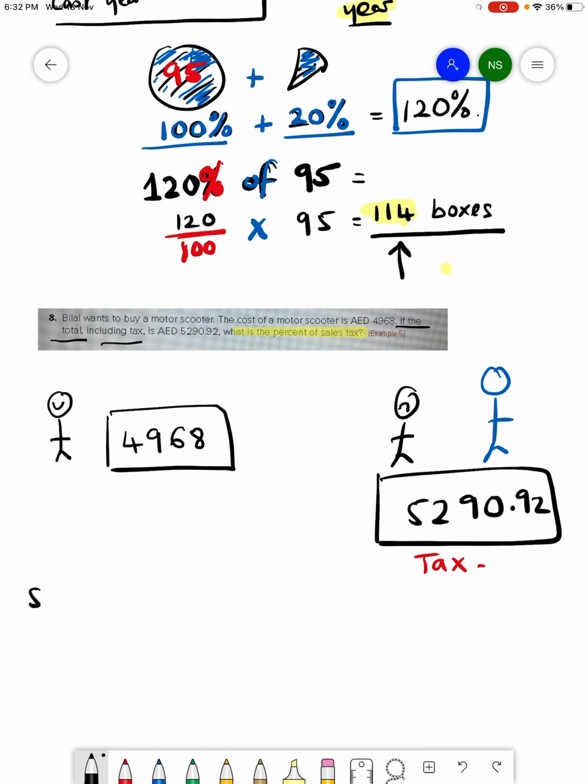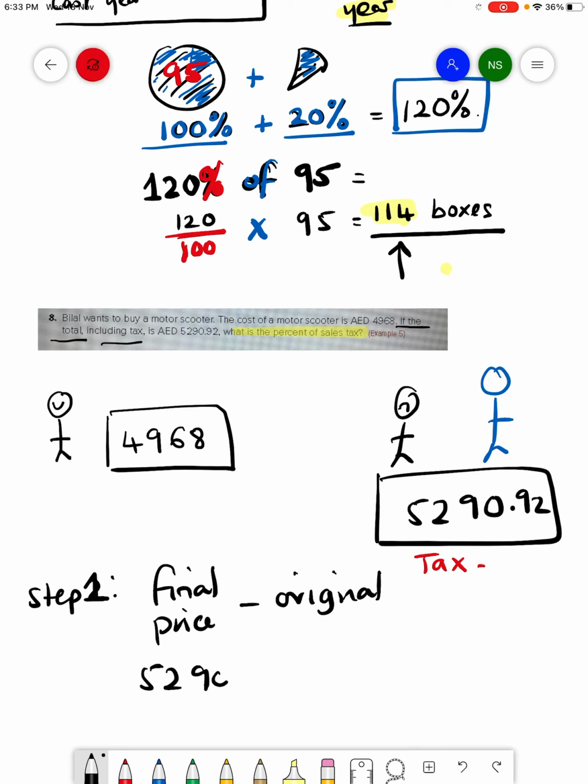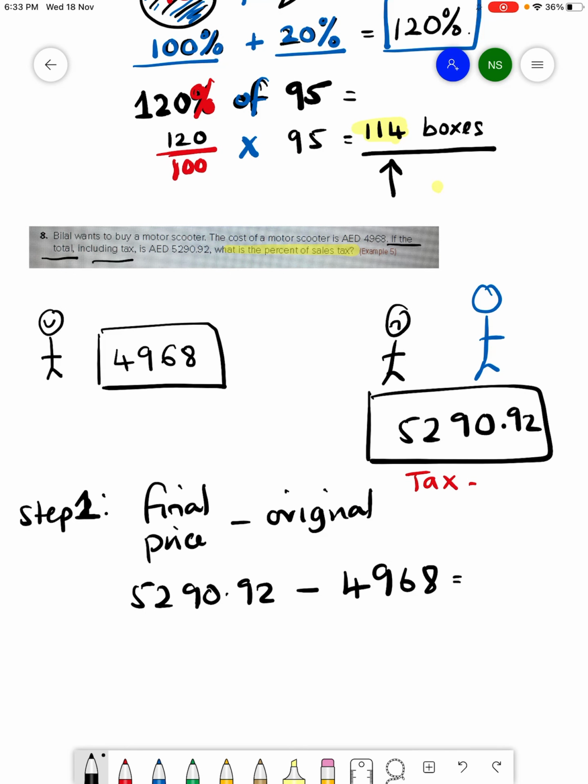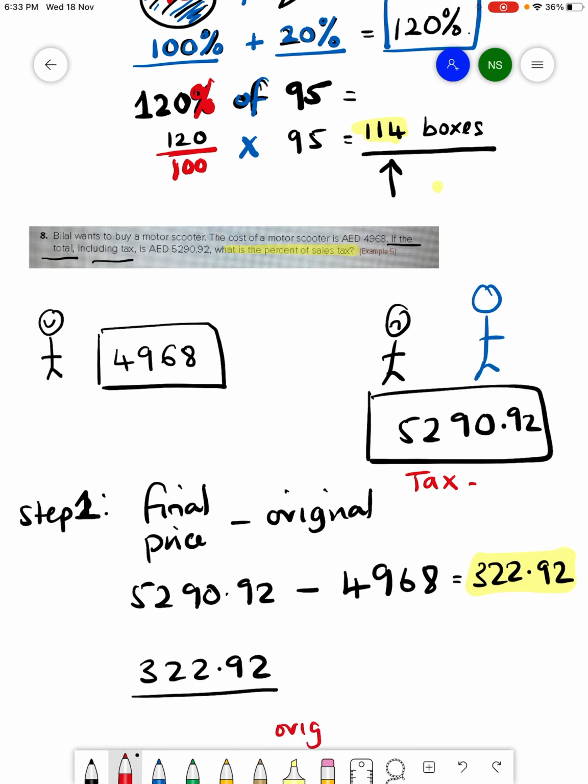Step 1, if you remember, do a subtraction. Final price, take away original price. So that's 5290.92. That's when he got to the desk and saw the price. But the original price was 4968. If we do that subtraction, we will get 322.92. Now remember, that's the number that we're interested in, because we take this number, the extra money we had to pay, and we divide it by the original amount.